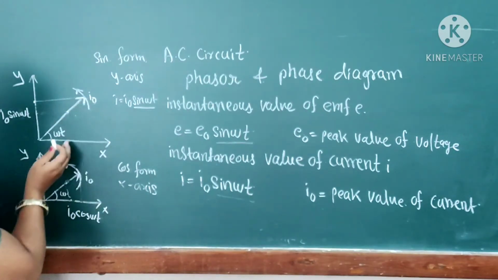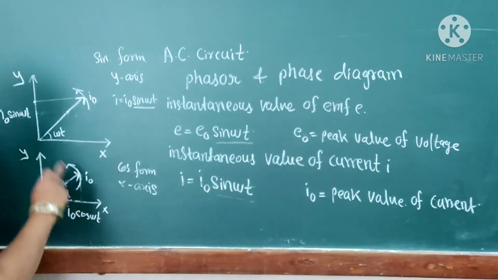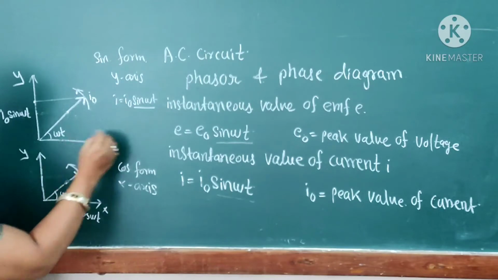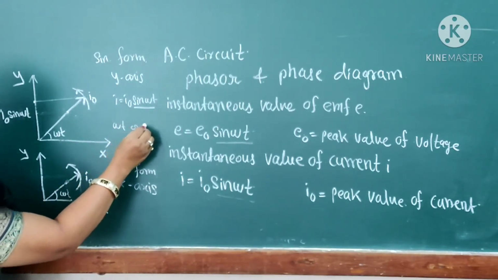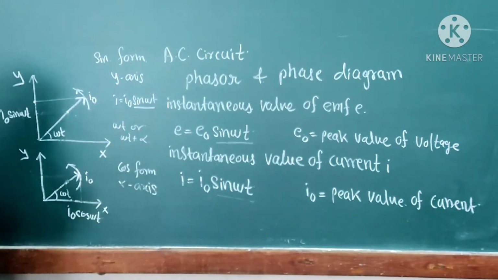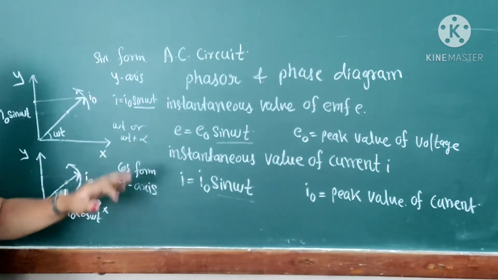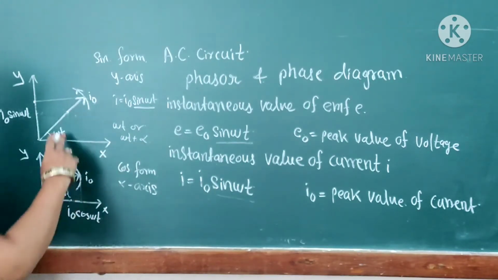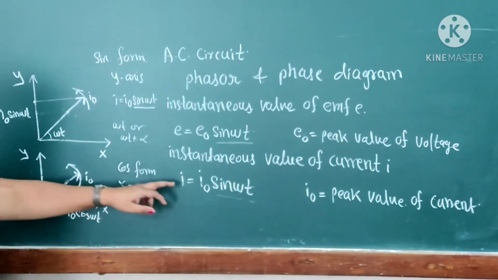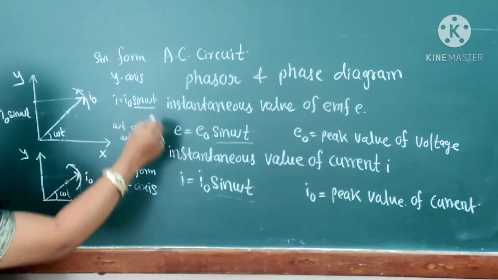This rotating vector makes some angle with the x-axis, and that angle is omega t, or it may be omega t plus alpha, meaning some angle is added, or it may be taken as a theta value. Like that, we can get the phasor diagram of this rotating vector current I is equal to I naught into sine omega t.